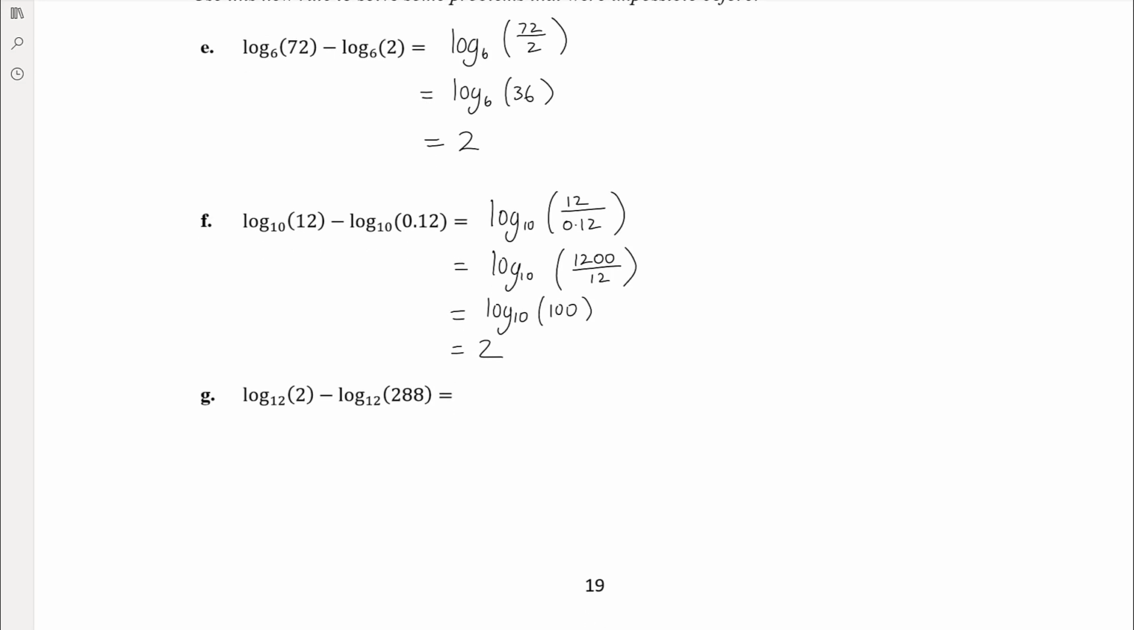Again, log base 12 of 2 minus log base 12 of 288. Okay, we can't work those out separately, but we can combine them together as log base 12 of 2 divided by 288. That's log base 12 of 1 on 144. And 144 is 12 squared, so 1 on 144 is 12 to the negative 2, so this equals negative 2.